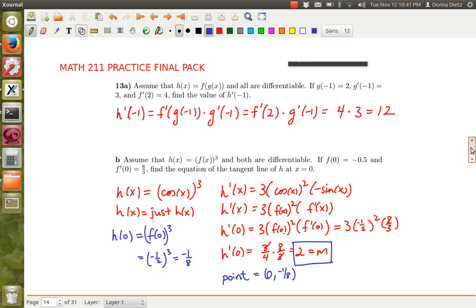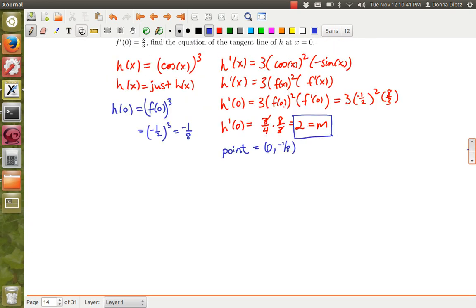Okay, so if that's all right, the nasty stuff is over, and we just have to assemble everything. So we have y equals mx plus b. We know what m is. We know what x is. We know what y is. So therefore we know that b has to be -1/8. So we have y equals mx plus b.